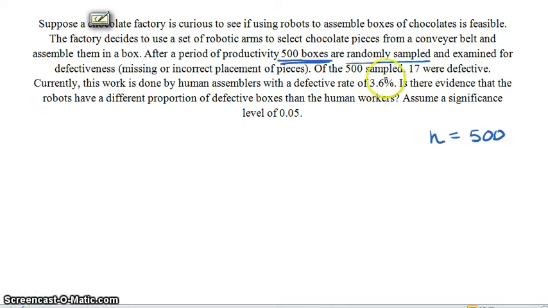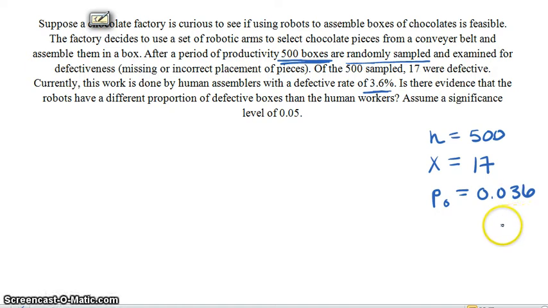So then we find out of these 500, 17 were defective. So this is essentially our number of successes. So x is equal to 17. We can think of this as the number of defective, or in the terms that we like to use for proportions, this is the number of successes, the things that we are curious about. Now it says currently the work is done by human assemblers with a defective rate of 3.6. This is going to be p naught equal to 0.036. And I'm going to convert this from a percentage into a proportion. It'll be easier to use in my calculations.